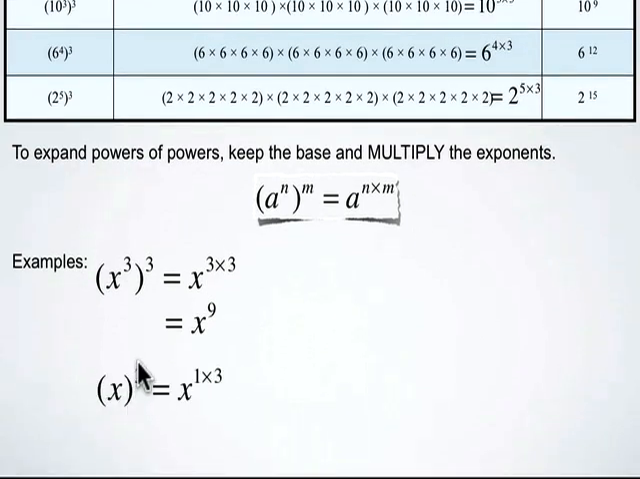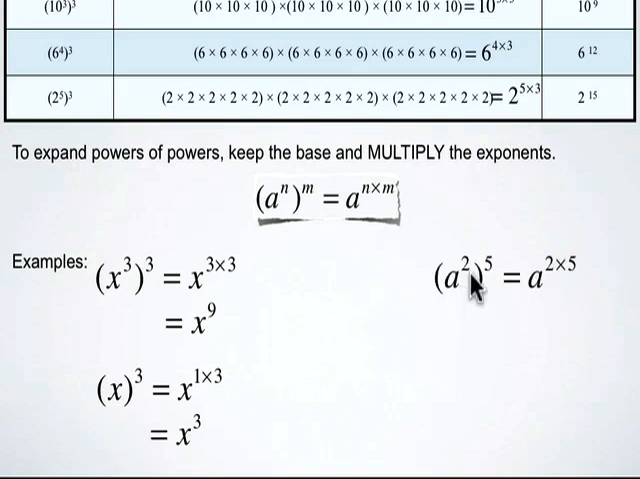X in brackets, then to the exponent 3, doesn't necessarily look like a power of a power, but we've learned that whenever an exponent is missing, it's always 1. So this is the same as x to the exponent 1 inside the bracket, then raised to the exponent 3. So I do 1 times 3. So it would be x repeated 3 times in a multiplication, which is x to the 3rd.